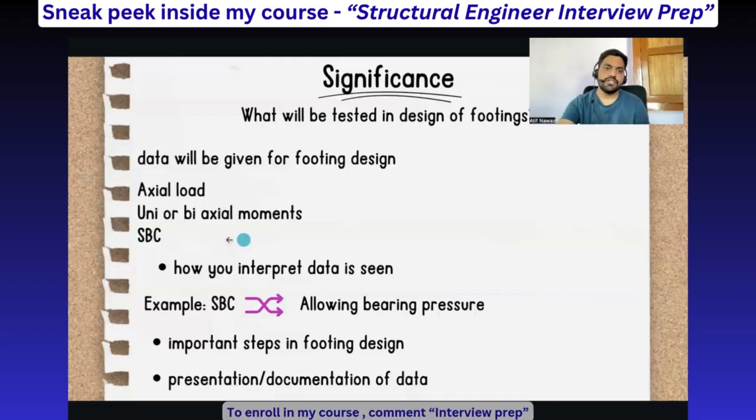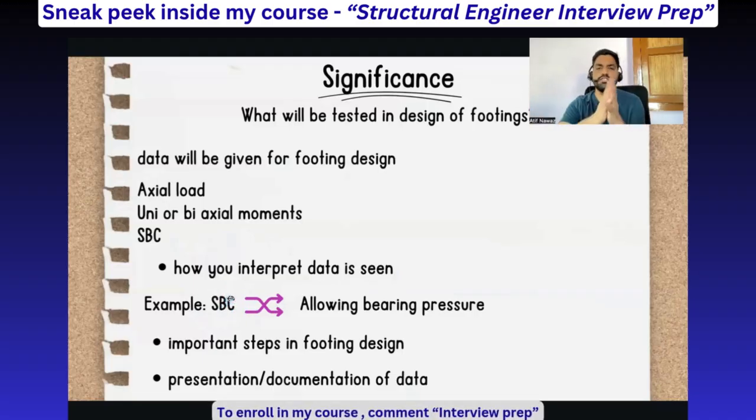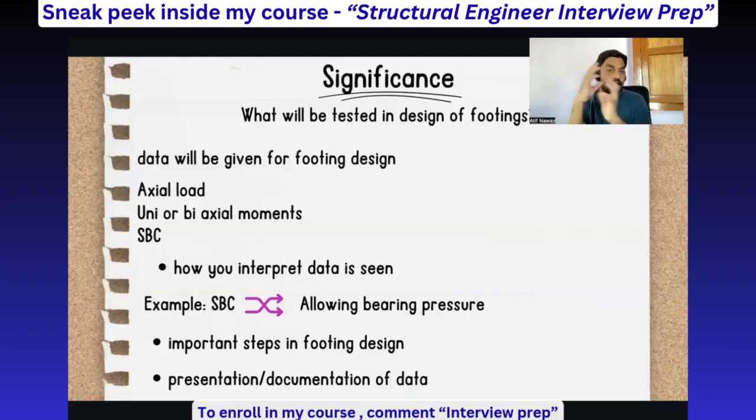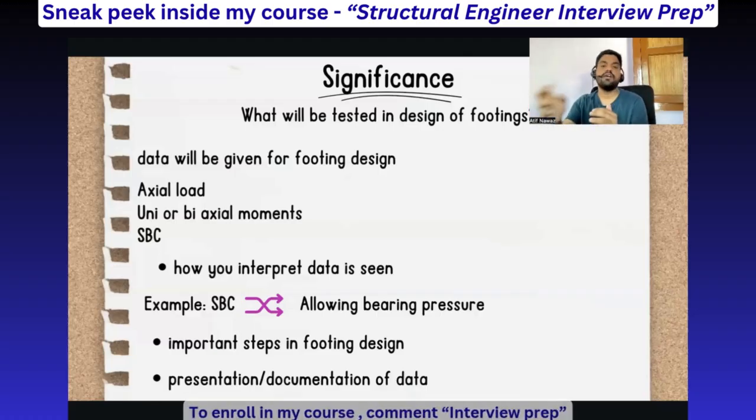But data interpretation is seen here. For example, what does data interpretation mean? So generally we read that SBC will be given in the footing design problem. Instead of SBC, they will tell that the allowable bearing pressure of the soil is, say, 120 kilonewton per meter square, whatever the units are. Now, once you hear allowable bearing pressure instead of SBC, many people start to get confused whether allowable bearing pressure is same as SBC or something very different. So they just do it to confuse you a little bit.